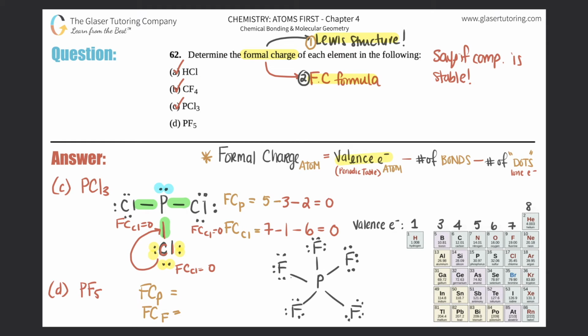Okay, so let's start with phosphorus. Valence electrons come first. Phosphorus has 5. So it would be 5 minus. Now, how many bonds does phosphorus have? 1, 2, 3, 4, 5. So that's 5 minus 5. Minus, how many dots does phosphorus have? Well, now I look over here, and there's no dots around here, right? They're all bonds. So it'd be minus 0. So 0 would be the answer. Phosphorus would have a 0 charge. Pretty stable.